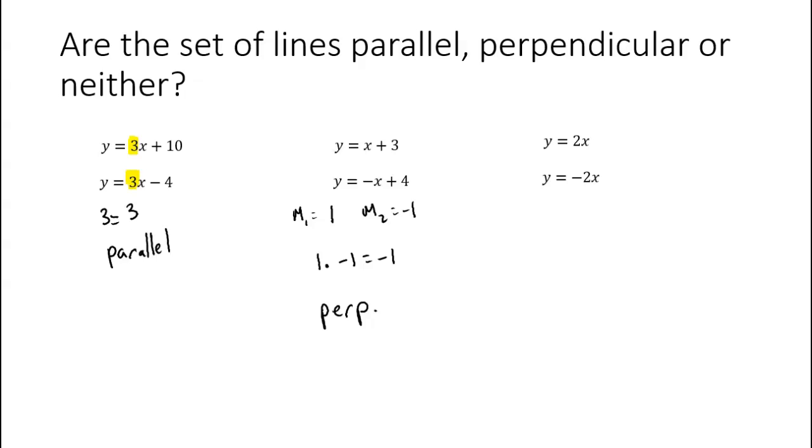And then finally, my last example, I see m1 is equal to 2, m2 is equal to negative 2. So I see that they're opposite. They're not the same because they're not the same number. They're opposite, so maybe they are perpendicular. But if I multiply those two numbers together, I'm going to get negative 4, not negative 1. So this would be an example of neither.